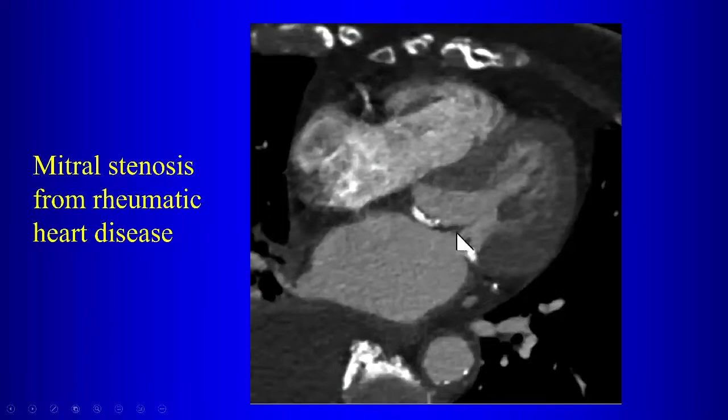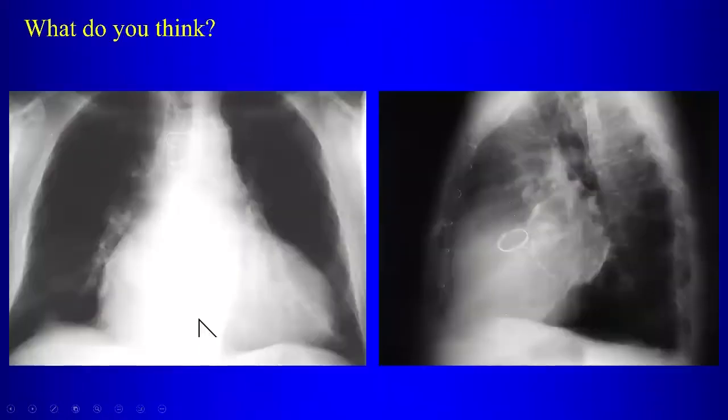So here's a case on CT where we can see some calcification of the mitral valve. Notice that the left atrium here is also dilated because of the mitral stenosis. So this occurs from rheumatic heart disease.